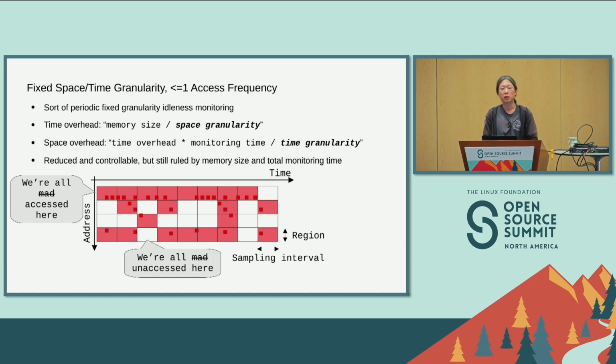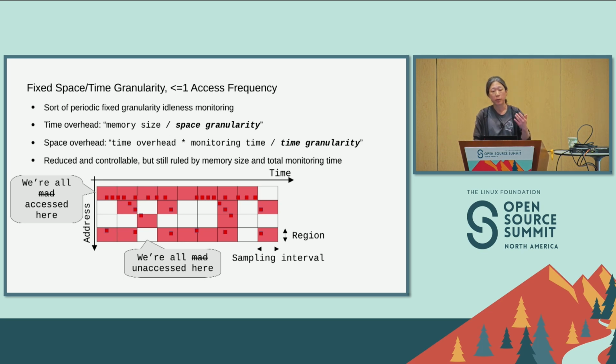The very naive prototype version of DAMON had a fixed space-time granularity. This can be thought of as a sort of periodic fixed-granularity idleness monitoring, which is motivated by the idle pages tracking feature of the Linux kernel, which existed before DAMON, still exists, and is very useful. By utilizing this scheme, we can reduce the time overhead by dividing it by the space granularity, and also reduce the space overhead by dividing it by the time granularity. That is, we can control the overhead with the fixed granularity of space and time.